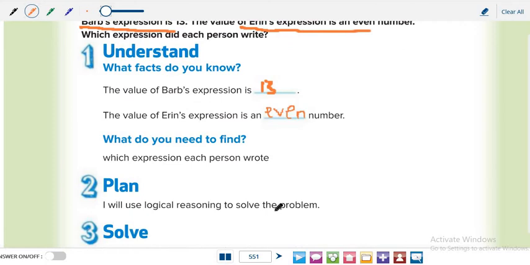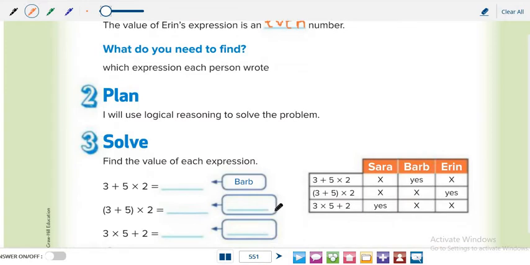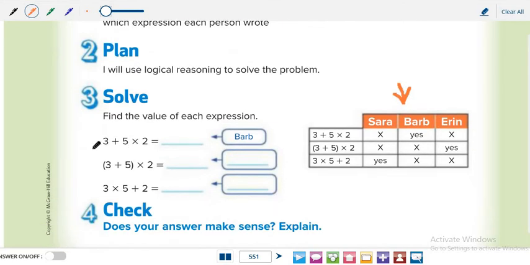Now we need a plan to solve this problem. We can use logical reasoning to solve this problem. Let's see how we can solve this. We can use the table to organize our information. These are the three expressions, and these are the three friends, Sarah, Barb, and Aaron. At the beginning, we don't know which expression is for which friend. To know that, we need to find the value of each expression. Let's start with the first one.